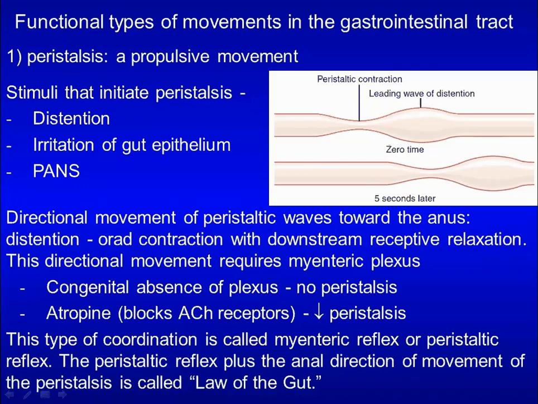Peristalsis theoretically can occur in either direction from a stimulated point, but in the gut, peristalsis dies out rapidly in the oral direction, while continuing for 5 to 10 centimeters towards the anus. This is due to myenteric reflexes that cause relaxation of the gut several centimeters downstream towards the anus, so-called receptive relaxation.